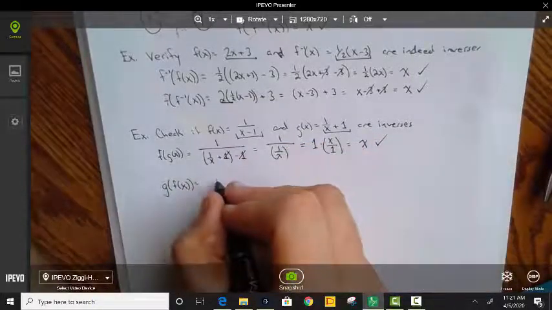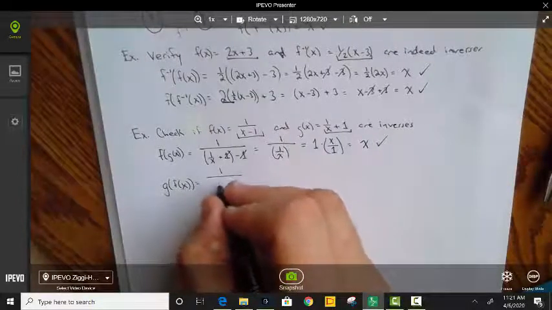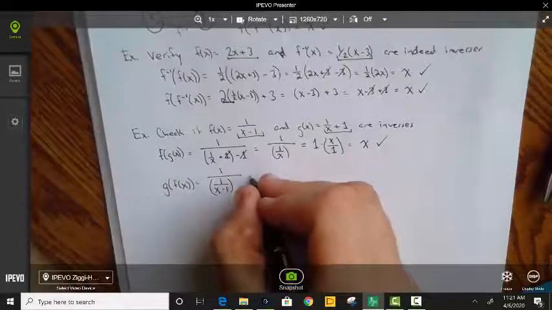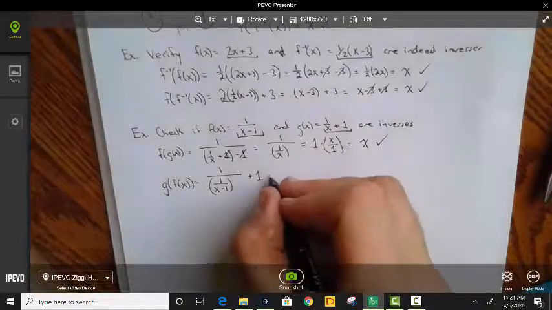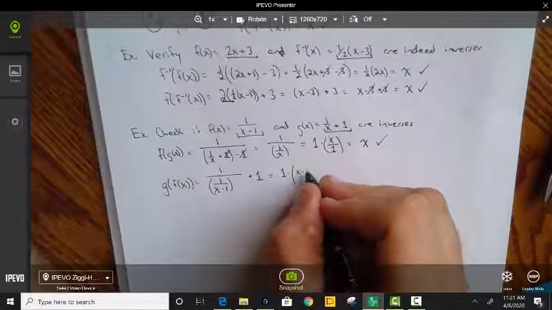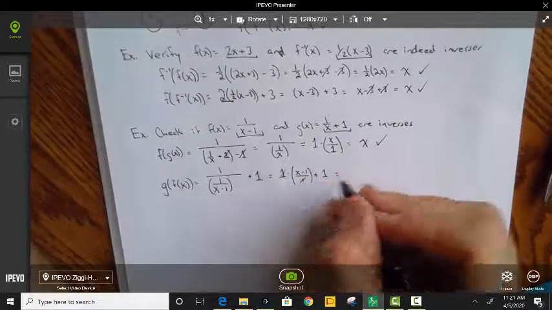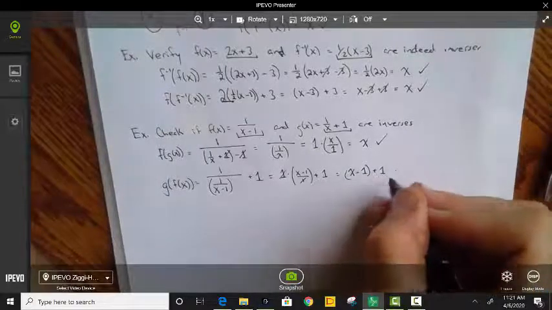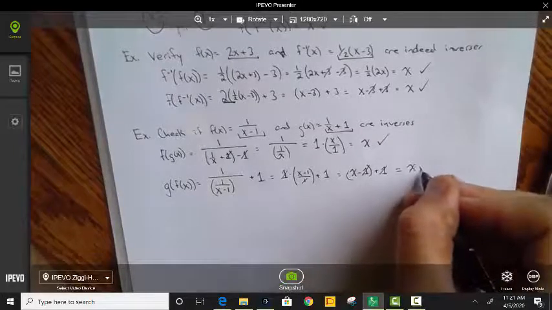But then we also need to check g of f of x, which says plug f of x into g. So that's going to be 1 over x minus 1 plus 1. And then same thing, we can't divide by a fraction, so we're going to do 1 times x minus 1 over 1 plus 1. These 1's are irrelevant. We get just x minus 1 plus 1. And since we're adding, we no longer need the parentheses, and the 1's would cancel, which gives us just x.